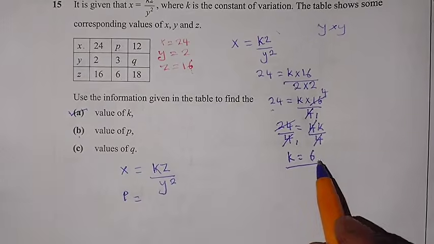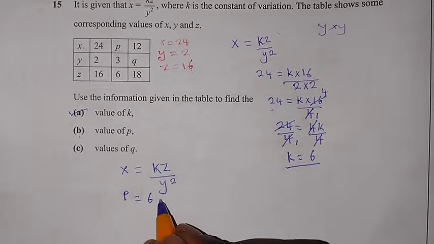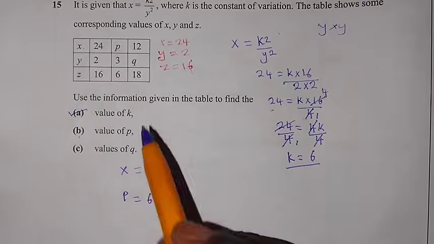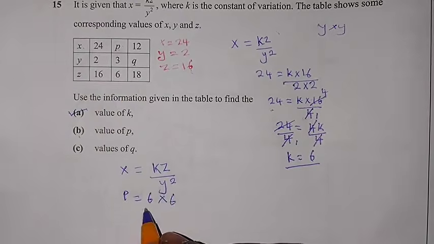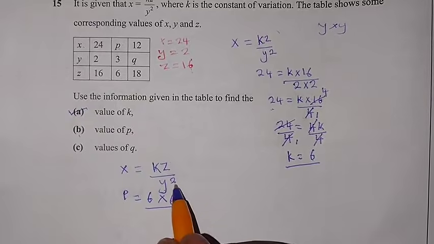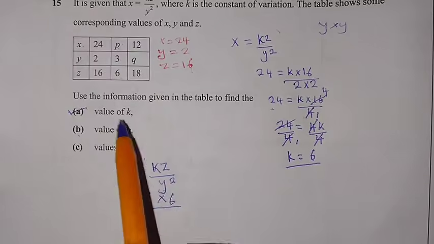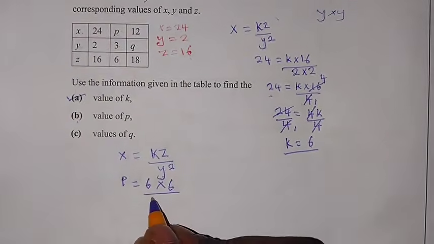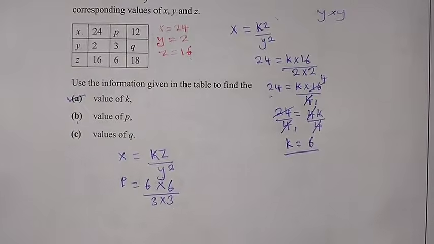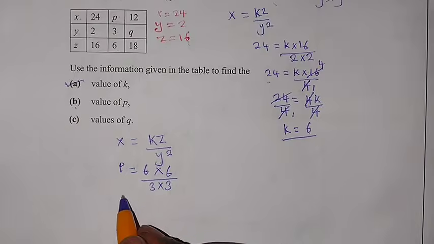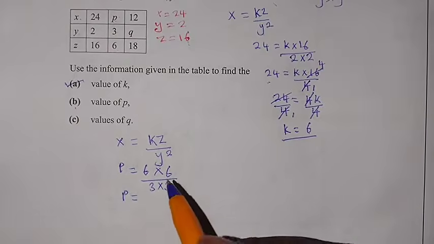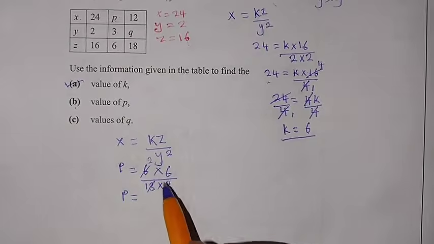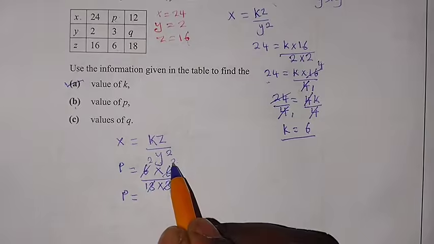Where there is k, we have found k, which is a 6 here, times where there is z, z is equal to 6 here. So where there is z, you put a 6 over y squared, we said y times y. And here, y is equal to 3. So where there is y, we are going to put 3 times 3. From here, we are going just to say p is equal to, now 3 here 1, 3 into 6, it's a 2.